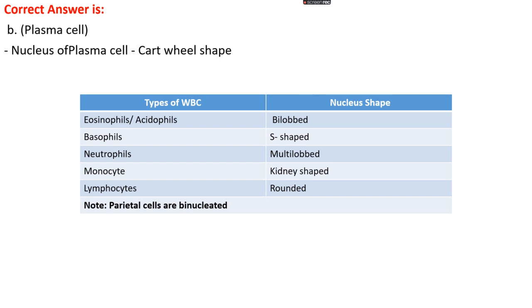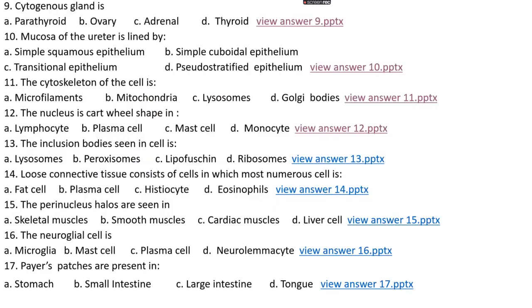Basophils have an S-shaped nucleus. Neutrophils have a multi-lobed nucleus. The monocyte nucleus is kidney shaped. The lymphocyte nucleus is rounded. Note that parietal cells, which are mainly found in the stomach and are responsible for the secretion of acid, are binucleated.